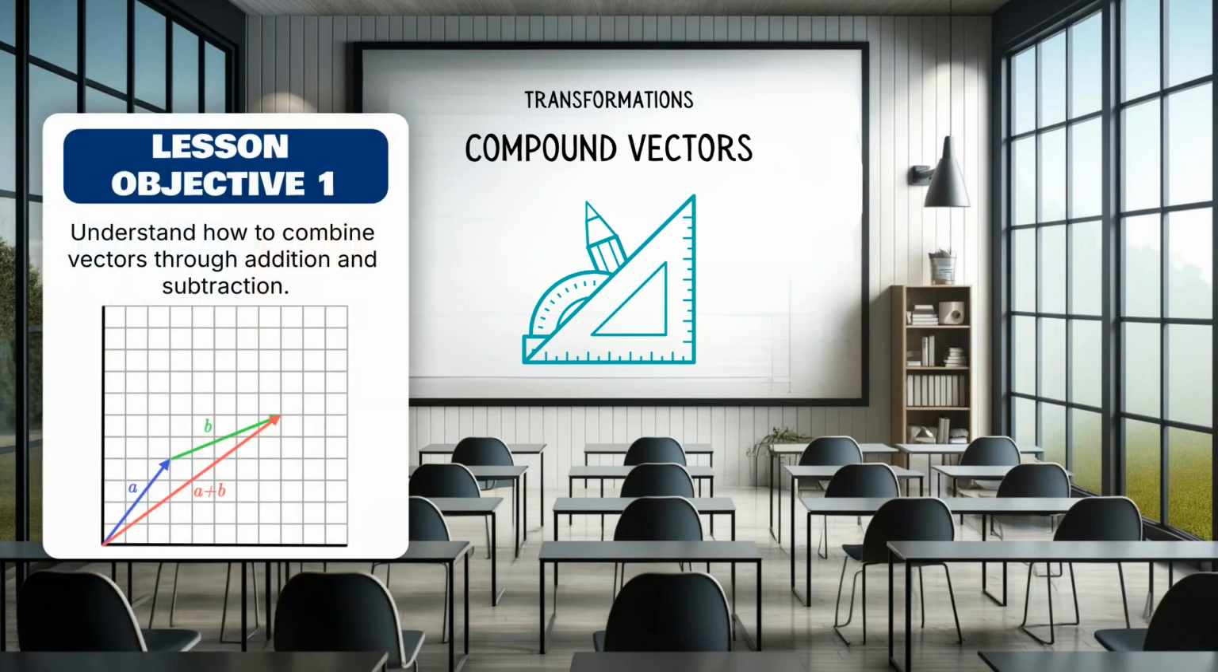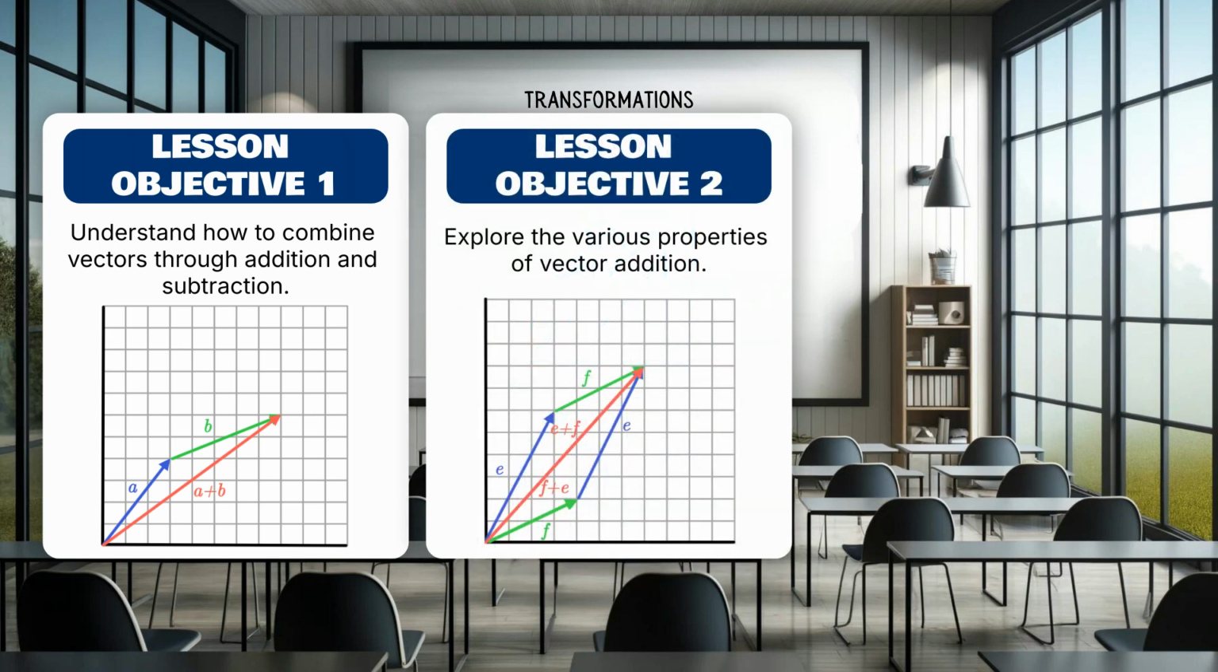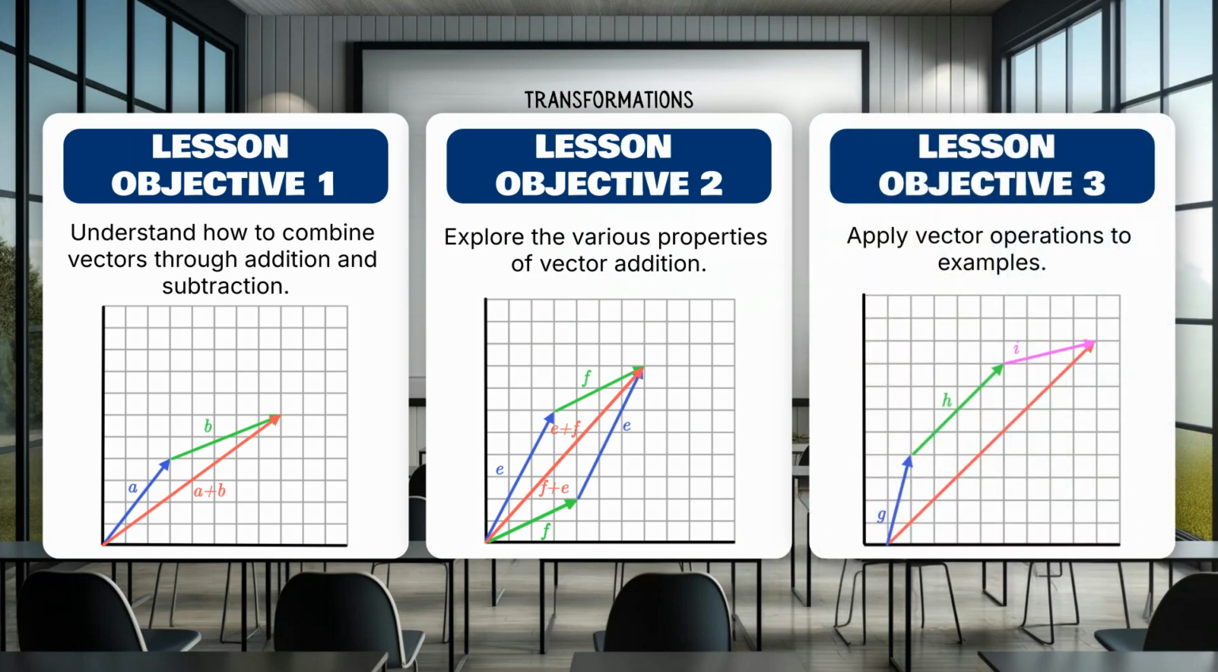We'll start by understanding what a compound vector is and how we can combine multiple vectors using a few different methods. Next, we will use some examples to understand some key properties of vector addition. Finally, we'll look at the importance of vector operations in some worked examples.